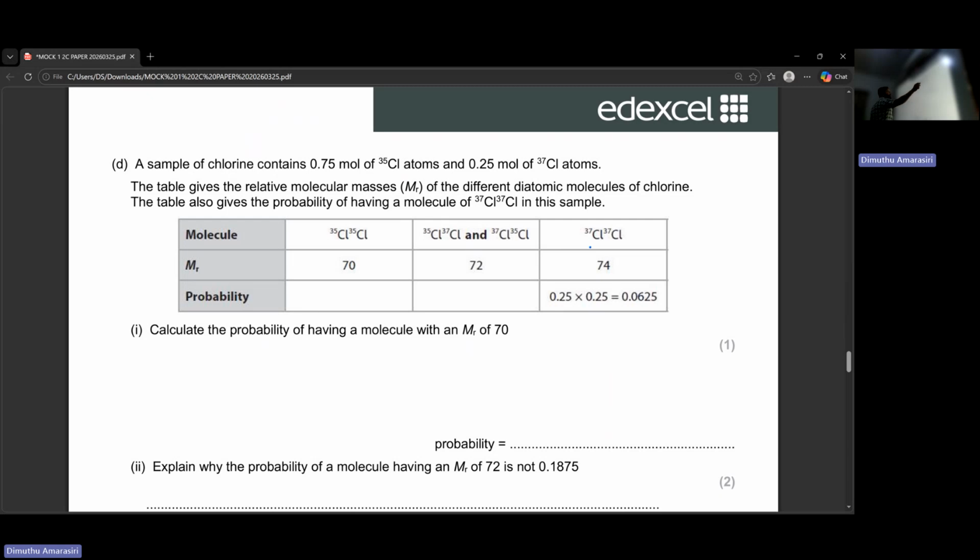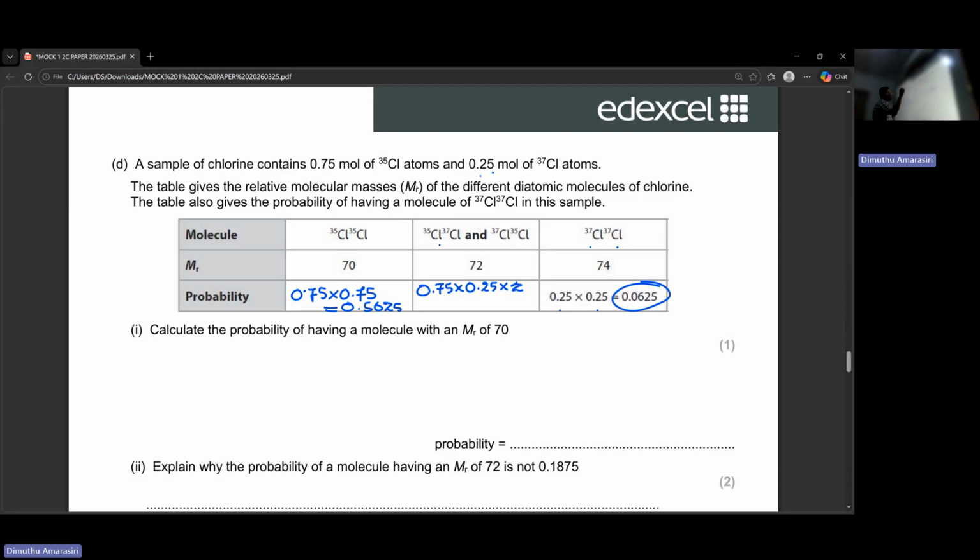Wait, chlorine 35, probability 0.25. Chlorine 35, probability 0.2. So overall probability is what? To have two chlorine 37, the probability is... So 35 was the probability 0.75 into 0.75. What's the answer? 0.5625. Carefully, 0.75 into 0.25 into 2.